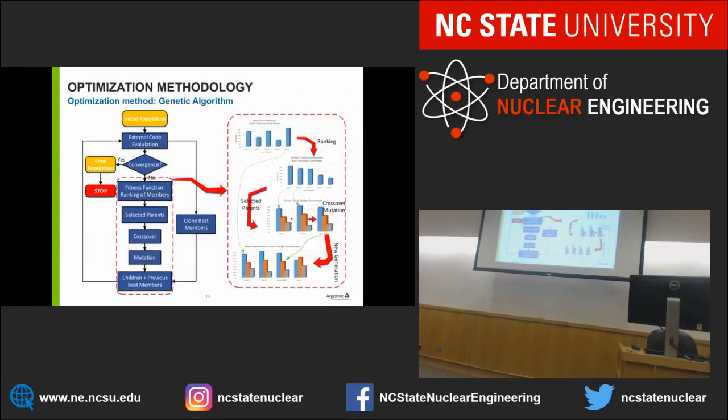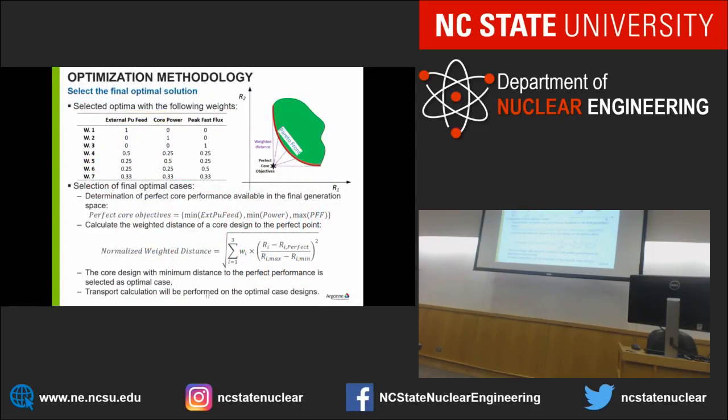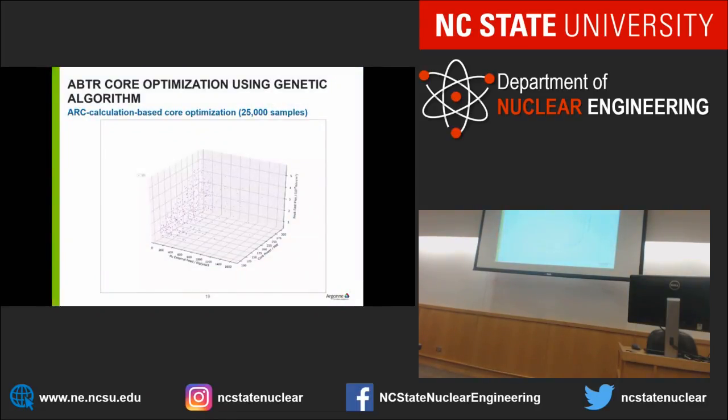So just a little bit about the genetic algorithm. The genetic algorithm is very similar to Darwin's species theory. It could compete those individuals, and the best solutions will survive, and then also have the chance to generate offspring. And after we generate the Pareto front, we calculate the normalized weighted distance to determine the best solutions. So a little bit about the calculation result.